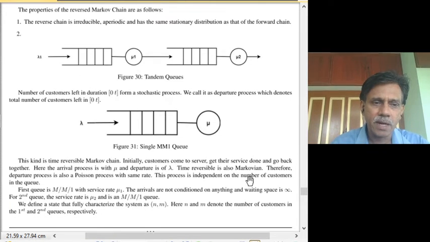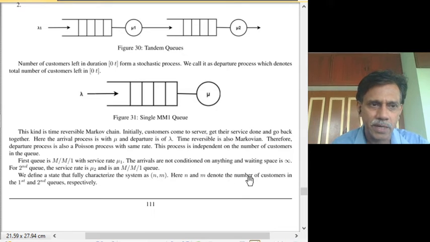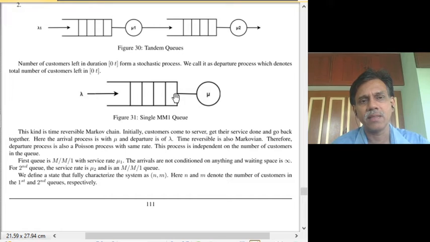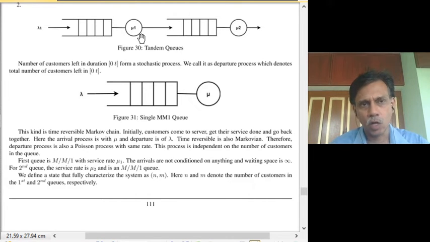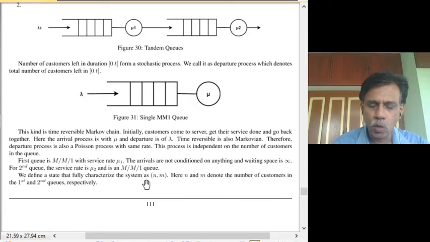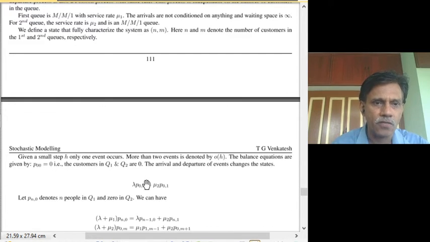Okay. And Burke's theorem basically follows from the time reversibility property, and because of that it tells us that the departure process of the M/M/1 queue is also Poisson with the same rate as that of the arrival process, and the number of customers at any given time in the queue is independent of the sequence of departures that have taken place prior to that time. So, these two are the important properties that we will make use of.